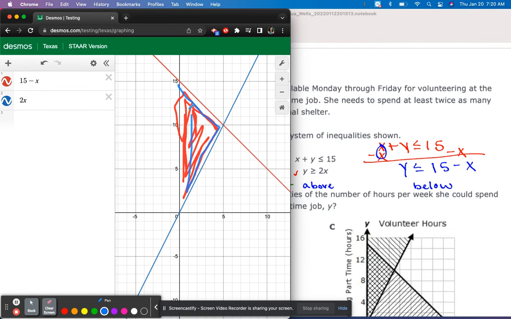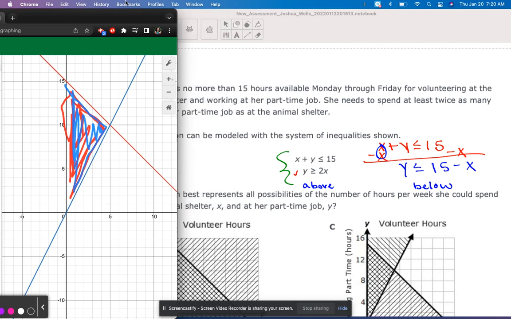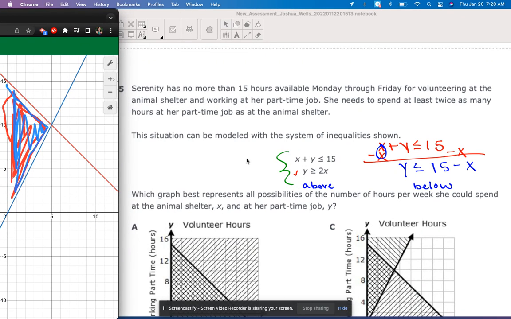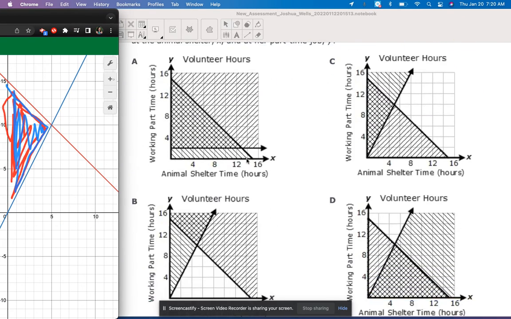So we're looking for a graph that looks something like this, where this triangle is the one that both of them share. So if I go through and look at all of the different graphs, the one that shares this triangle is the correct answer, which is C.